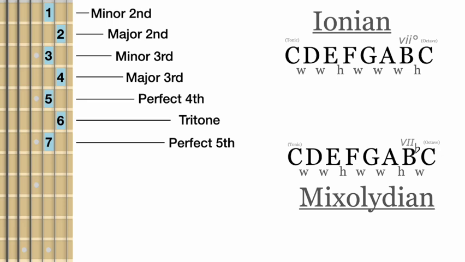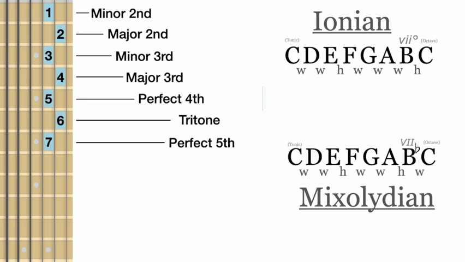And as we looked at in the last video, we understand why we have a B diminished in Ionian at the top and why we have a B flat major in Mixolydian down at the bottom. So with that being said, I want to continue that conversation.